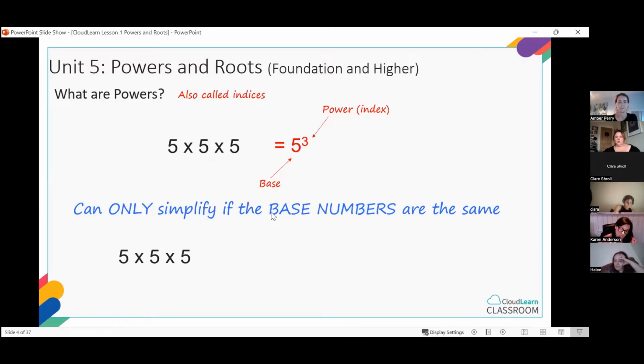Let's have a look at, for example, if we have 5 times 5 times 5 times 2 times 2 times 2 times 2. We would only be able to simplify those 3 5s and make that 5 to the power of 3, and we can simplify the 4 2s and make that 2 to the power of 4. But we can't actually put those two together. We couldn't say it was 10 to the power of anything. We can only simplify if the base number is the same.